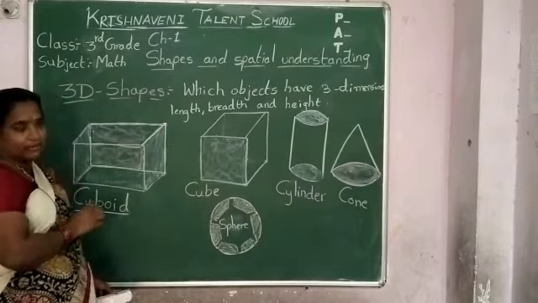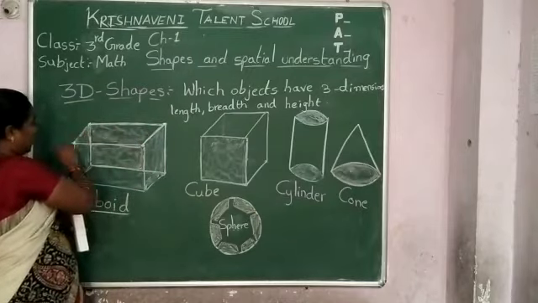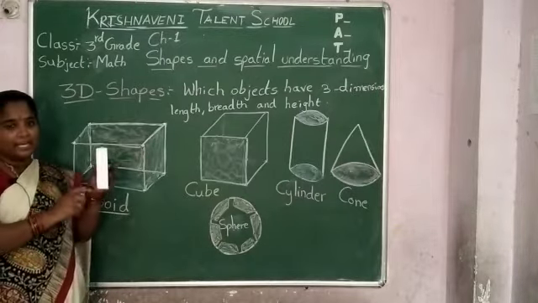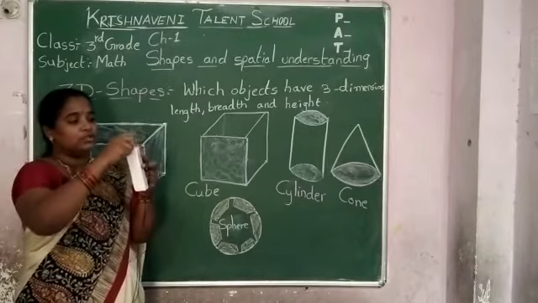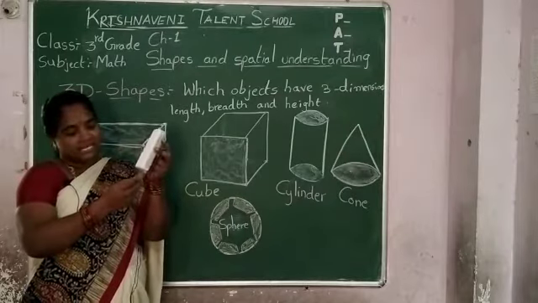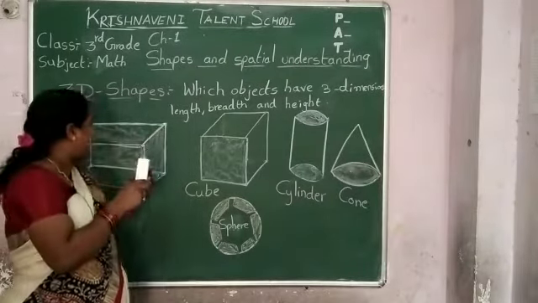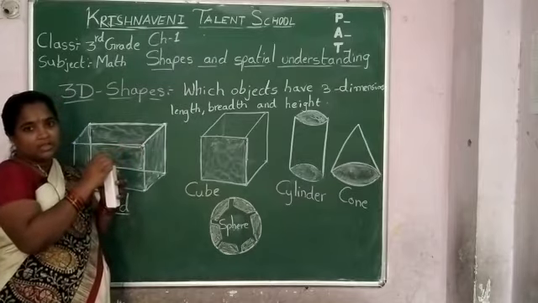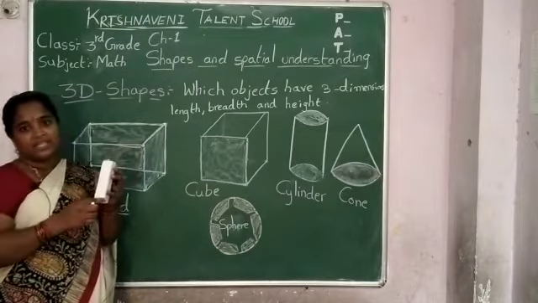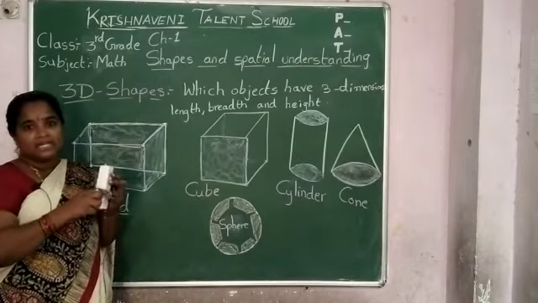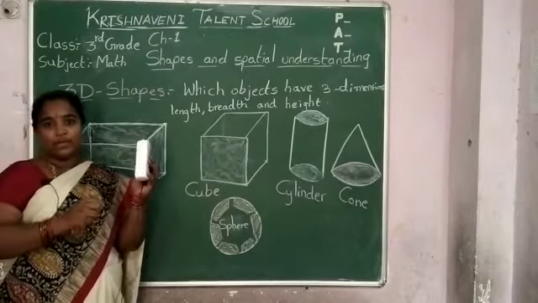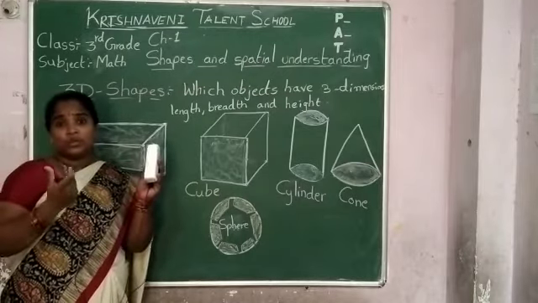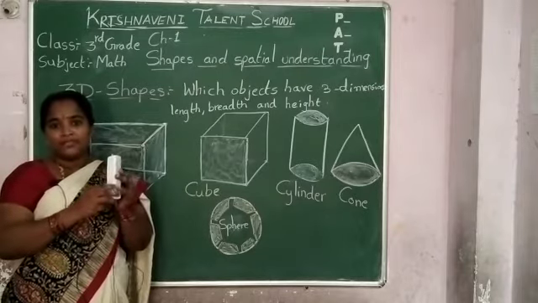So how many corners are there? 1, 2, 3, 4, 5, 6, 7, 8. 8 corners. So every cuboid has 6 rectangular faces, 12 edges and 8 vertices. The 3D shape that has 6 rectangular faces, 12 edges and 8 vertices is called a cuboid. Examples of a cuboid: duster, book, classroom, television, refrigerator, matchbox.